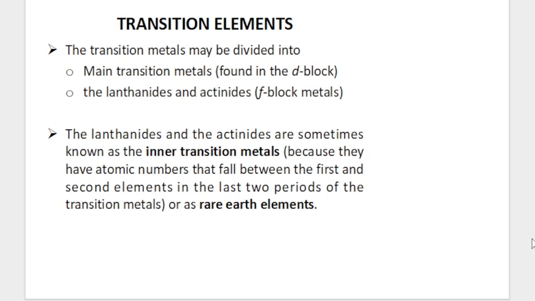Transition metals may be divided into main transition metals found in the d block, and the lanthanide and actinide series found in the f block. The lanthanide and actinide series are sometimes known as the inner transition metals because they have atomic numbers that fall between the first and second elements in the last two periods of the transition metals, or as rare earth elements.